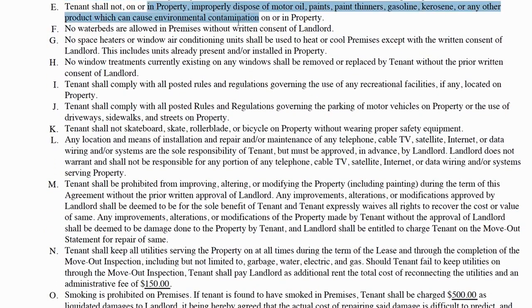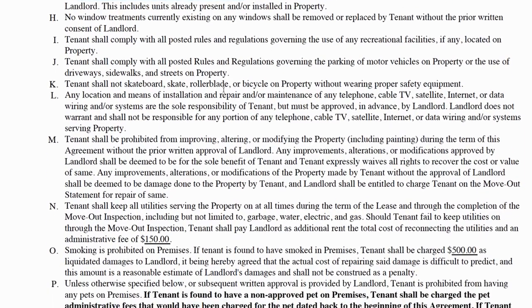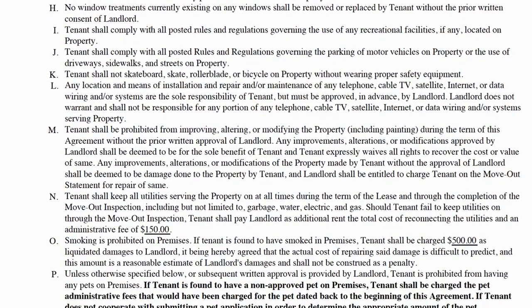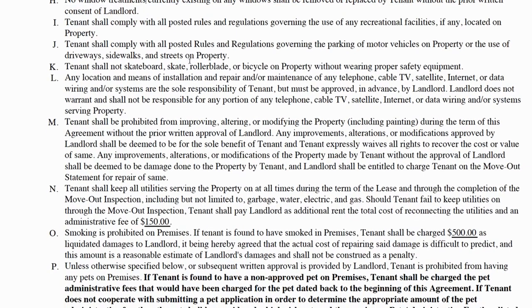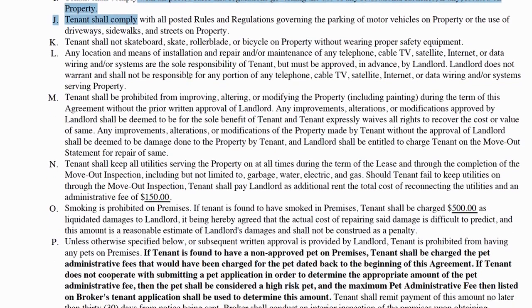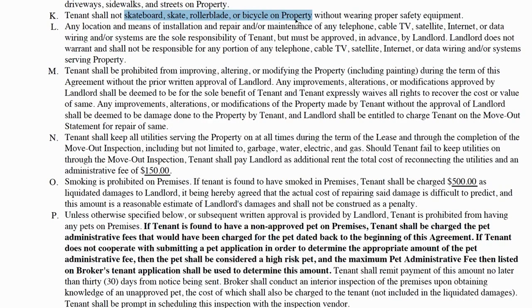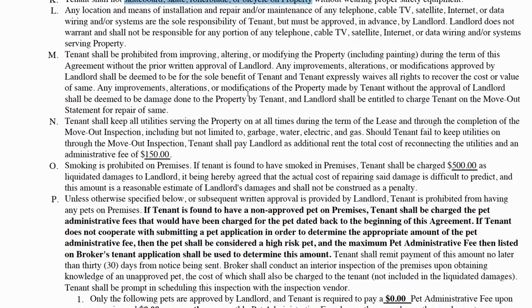Don't improperly dispose of motor oil, paint, or anything else. There's no water beds allowed. No space heaters or window air conditioning units unless you have written approval from us. Do not remove any of the blinds or other window treatments. You have to follow all posted rules. That includes any rules that the HOA provides. No skateboarding, rollerblading, or bicycling on the property without proper safety equipment.